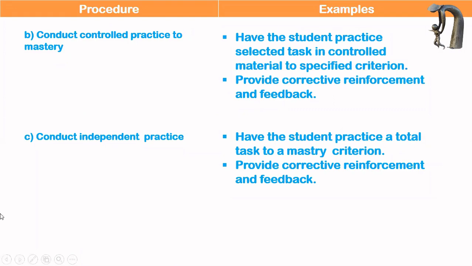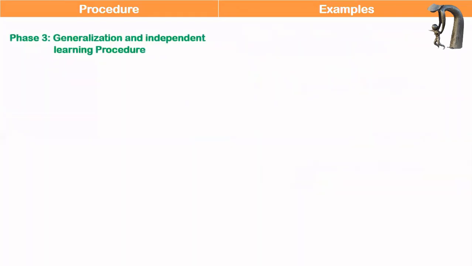Now let us move to phase 3 of step 4, which is called generalization and independent learning procedure. It's quite simple. In your mind now, it might be stimulating: oh, I have learned this generalization in stages of learning. Yes, this is the step in the instructional strategies which is very, very important to gather the data. So in this, again, we have 2 sub steps, the first is use of generalization training.